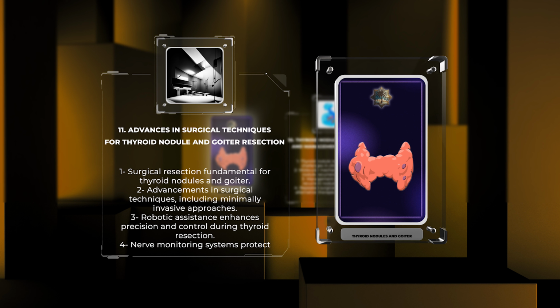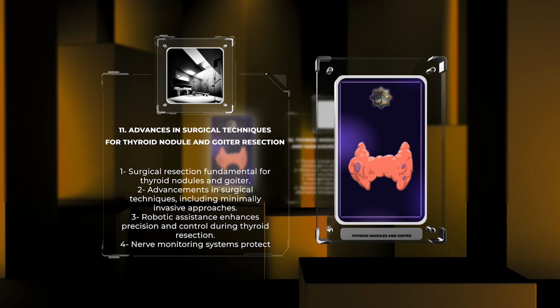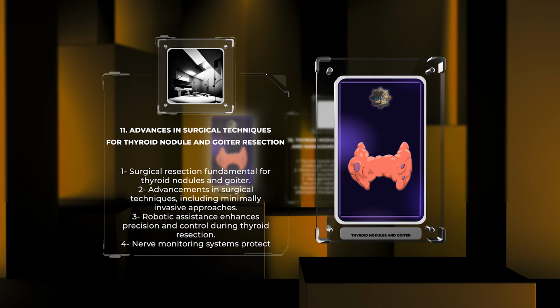Additionally, we will delve into the benefits of using robotic assistance during thyroid resection, which provides surgeons with enhanced precision and control. Furthermore, we will discuss the importance of incorporating nerve monitoring systems during surgery to safeguard the delicate recurrent laryngeal nerves. Familiarizing ourselves with these innovative techniques is of utmost importance in ensuring optimal surgical results while minimizing postoperative complications.